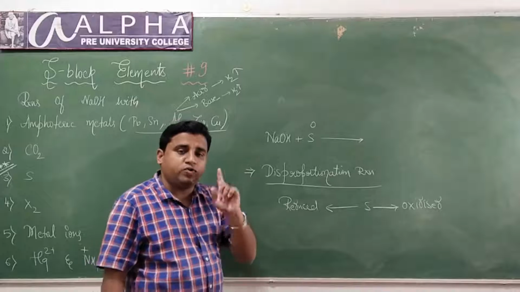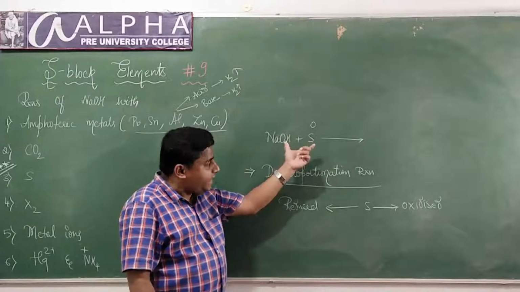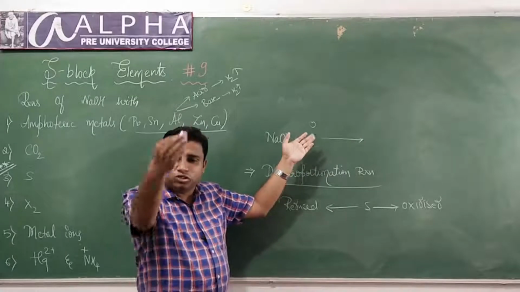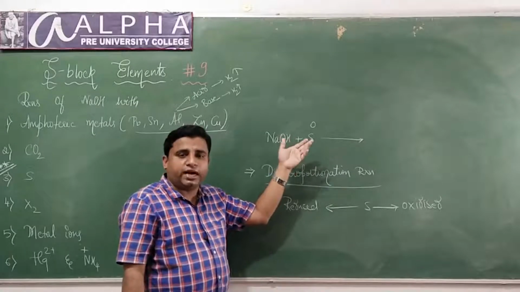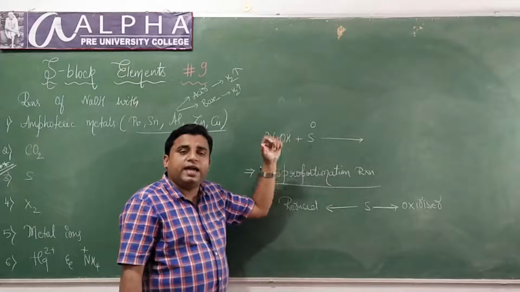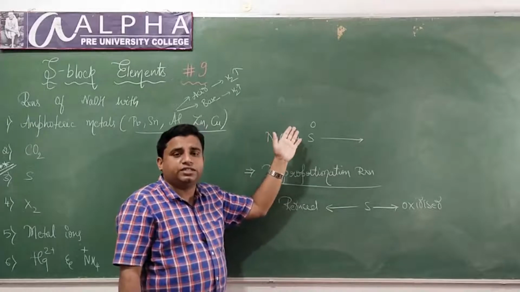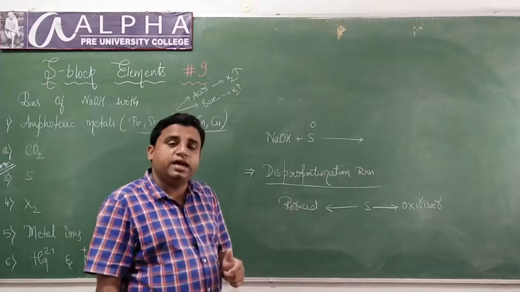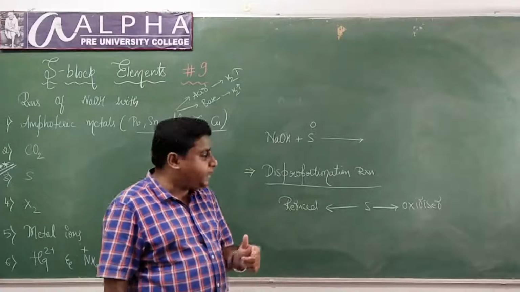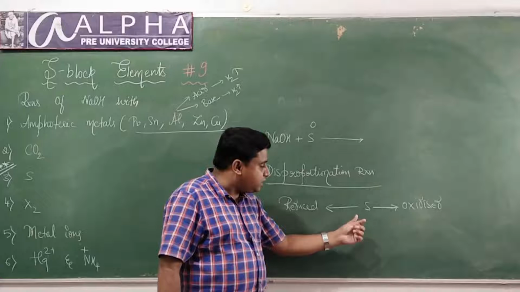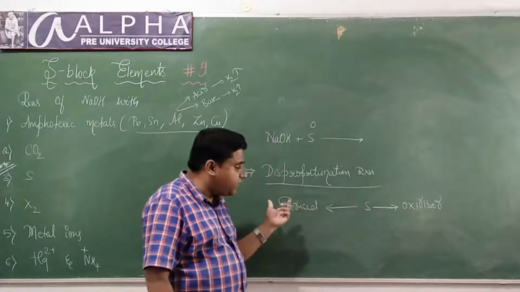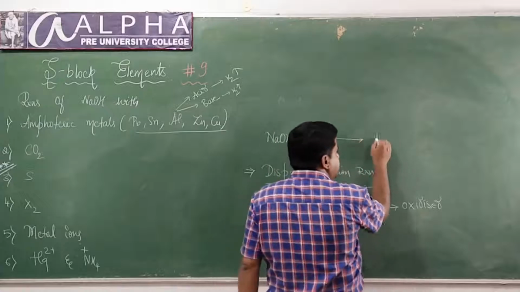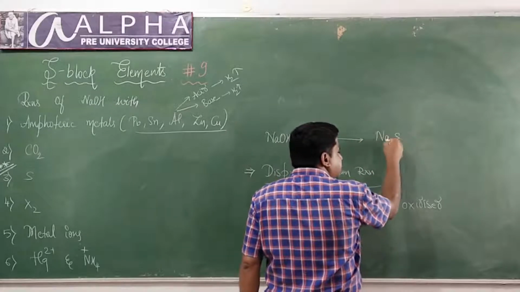Very important point. What is it? In a reaction, if you find any reactant, and we will see so many examples of such kind now, in zero oxidation state, then that reaction can definitely be a disproportionation reaction. That means in this reaction, sulfur will be both oxidized as well as reduced.